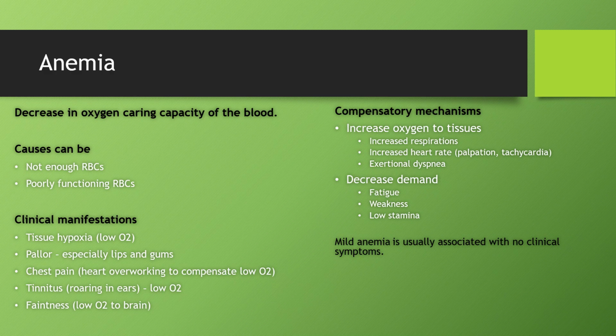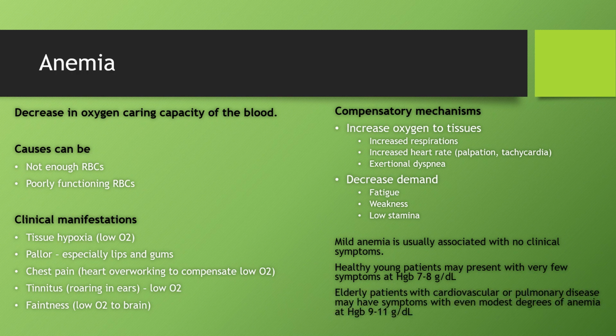When we talk about mild anemia, it is usually associated with no clinical symptoms. A healthy young patient may present with very few symptoms if we see a hemoglobin level of 7 to 8. Elderly patients with cardiovascular or pulmonary disease may have symptoms even with a modest degree of anemia.